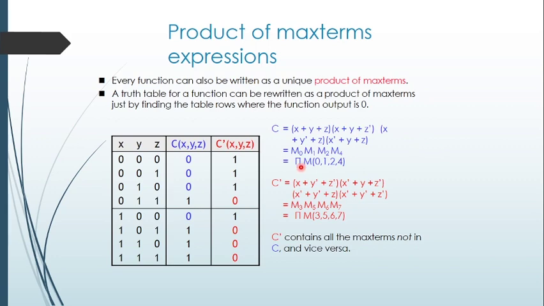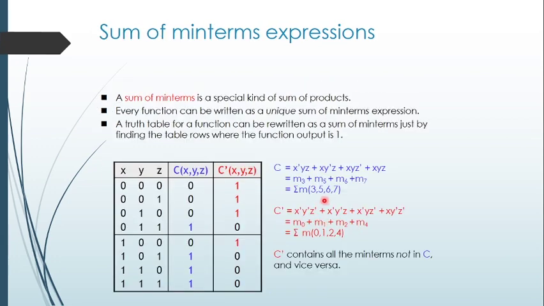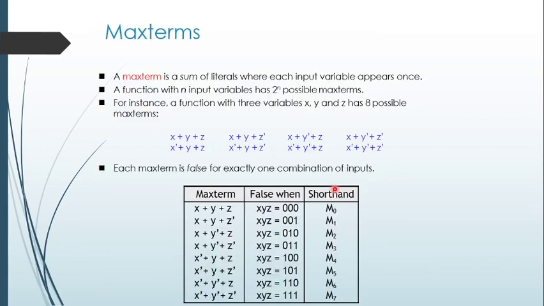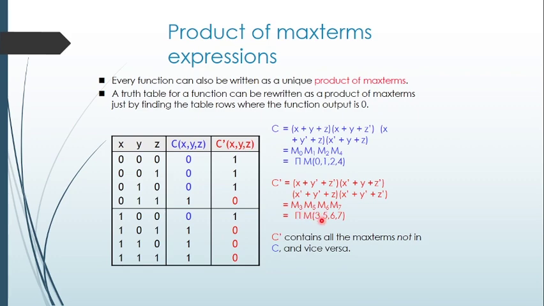So how do we write a product of maxterms? For product, we have the product sign, just like the summation, we use the pi sign for product of maxterms 0, 1, 2, and 4 for C, and similarly for C prime we have the product of capital M, 3, 5, 6, and 7. That means the product of maxterms 3, 5, 6, and 7 will give you C prime. You should notice one little thing, that it's similar to minterms, but the minterm for C is actually the maxterm for C bar. The same thing, but inverted.